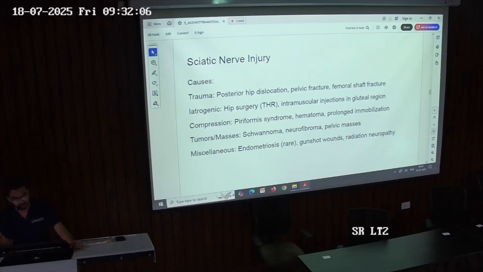Hematoma, prolonged immobilization, tumors like schwannoma and neurofibroma, pelvic masses, endometriosis, gunshot wounds, and radiation neuropathy are other causes of sciatic nerve injury.